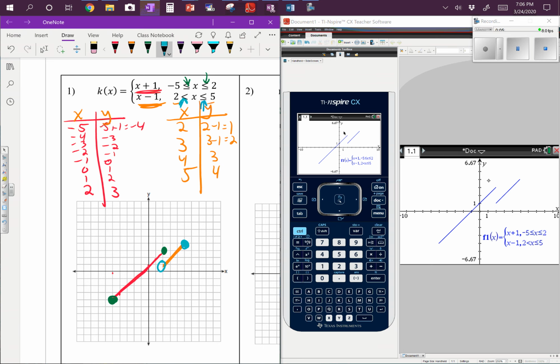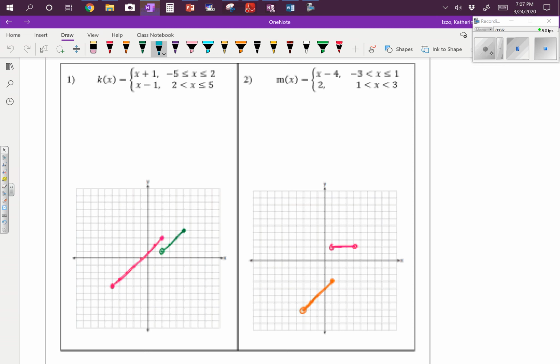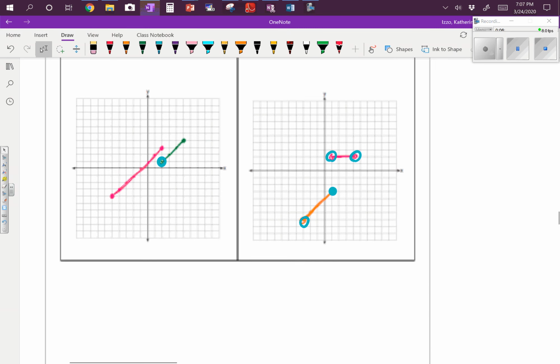So let's take a quick look at the others. All right, so it's a little blurry, but this is what we should get. Notice for the first one, this one is the only open bubble right here. For this one, we've got 3 open bubbles. So make sure that you've got an open bubble here, here, and here. This guy's the only closed bubble, and it should look just like that. Notice a nice platform at level 2 for 1 through 3, and we've got a slanted tipsy platform from -3 to 1.